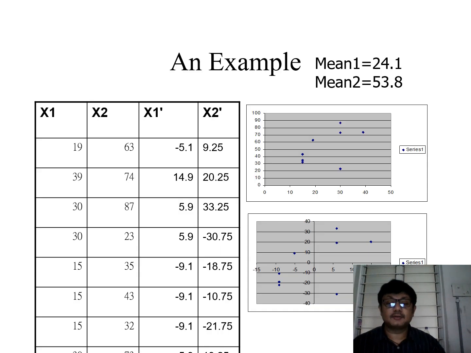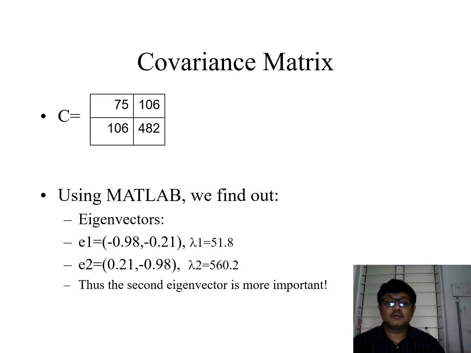Here, if you take an example, we have x1, x2 values, and similarly x1 bar, x2 bar values. So here we are going to take an example with the mean 1. When you calculate the mean 1, for x1 values we get 24.1. For x2, the mean calculated is represented by mean 2, that equals 53.8. In the series 1, we can observe how the variance of the representation is done. The covariance matrix C is equal to 75, 106, 106, 482.